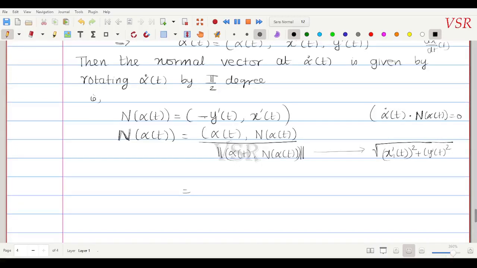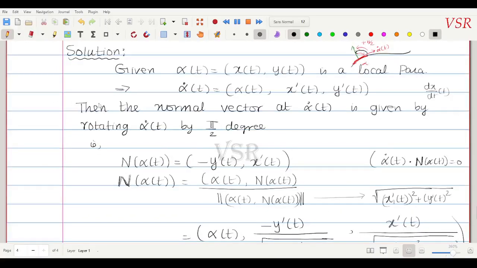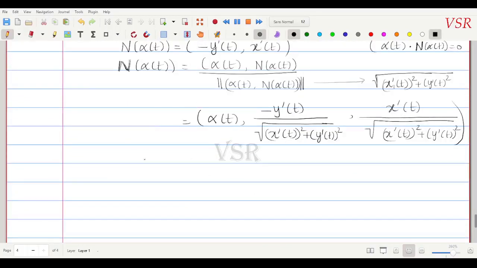So we can write this as alpha of t comma minus y dash of t divided by the square root of x dash of t the whole square plus y dash of t the whole square, comma, x dash of t divided by the square root of x dash of t the whole square plus y dash of t the whole square. This is the normal vector field. That's all. Next we need to calculate kappa, for which I need to calculate x double dot.